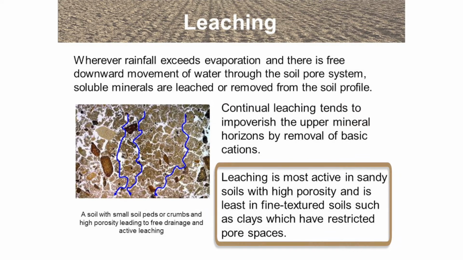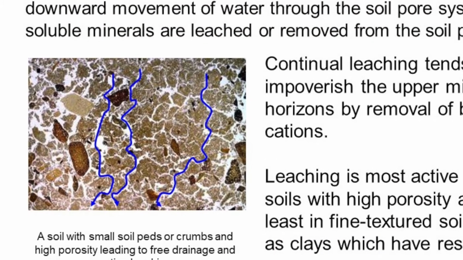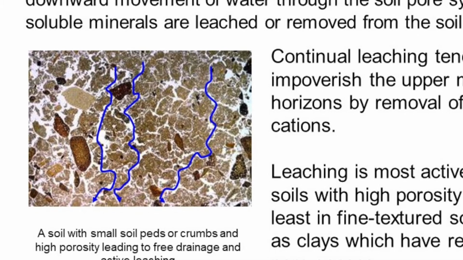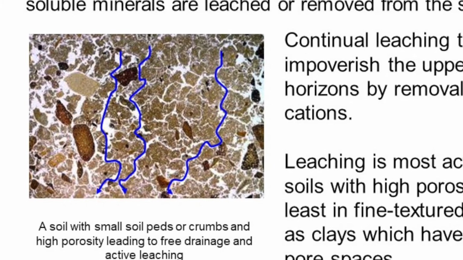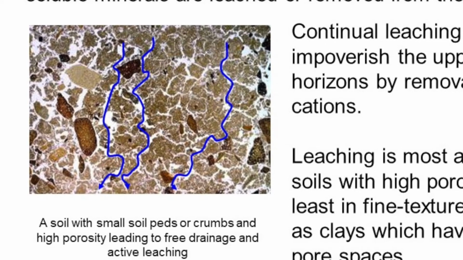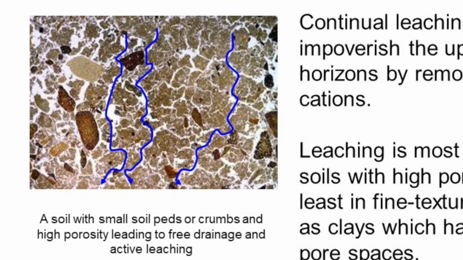The leaching is most active in sandy soils where there is a high porosity, and is least in fine textured soils such as clays, which have restricted pore spaces and which can hold on to cations due to negative charges at the edge of the clay minerals. The diagram above shows a soil with small peds or crumbs with a high porosity, which leads to free drainage and active leaching down the soil profile.